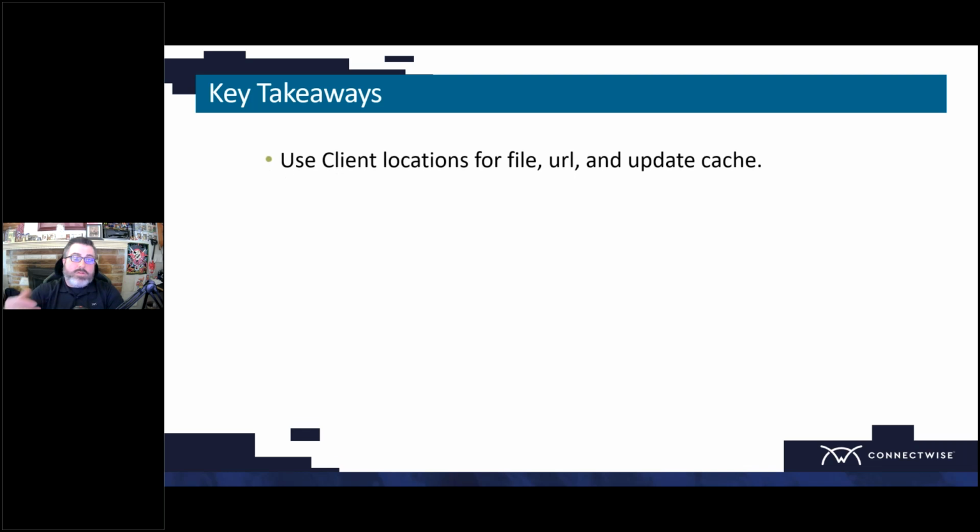So some key takeaways from today's webinar is use client locations for file, URL, or update caching. You can make all your locations unique because they're using a template, or maybe one of the other templates, depending if you're going to use the general tab settings or the deployments and defaults. And then you can keep your settings unique for each client location, which of course will help you save bandwidth at low bandwidth clients.